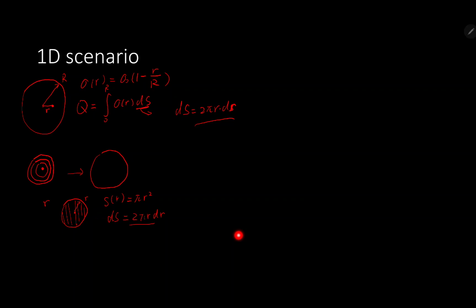By inserting this, we will know that the total charge Q is equal to the integral from 0 to R of sigma of r, which is sigma 0 times (1 minus r divided by big R), times dS, which is 2 pi r times dr.